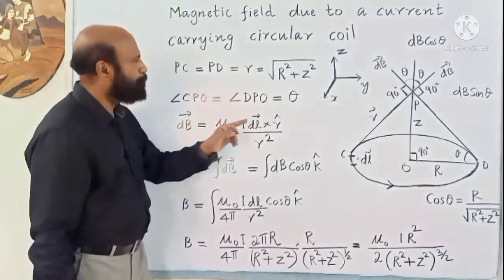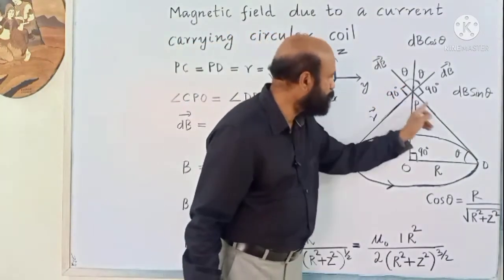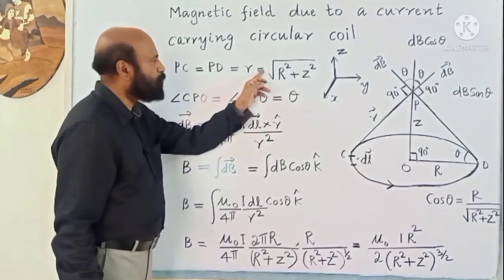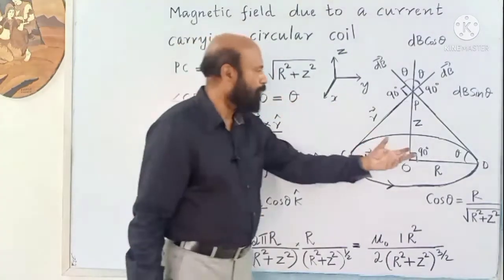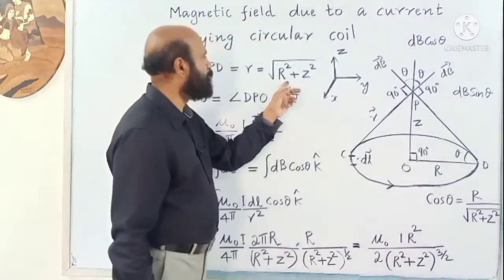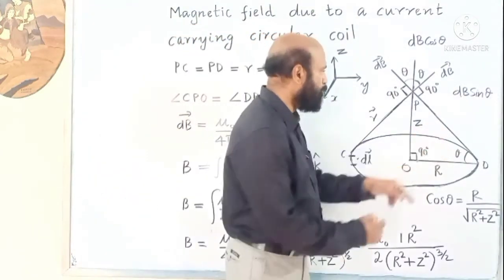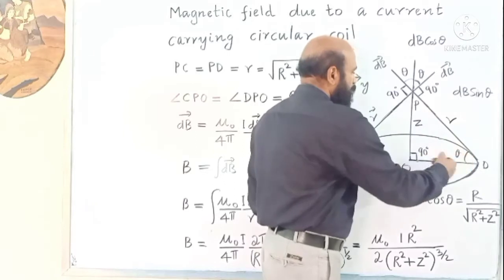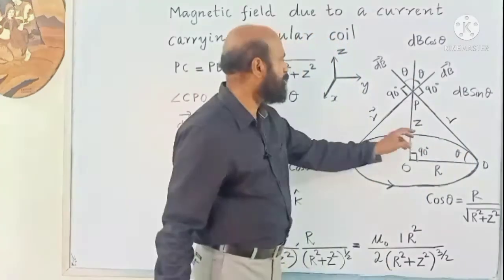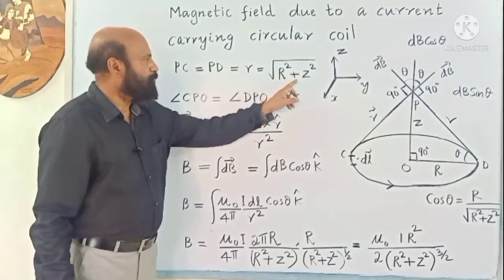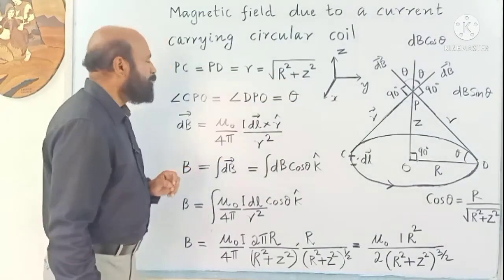Then PC is the same as PD, that is r, which is equal to the square root of R square plus z square. Using Pythagoras theorem, small r square is capital R square plus z square. So r is the square root of R square plus z square.